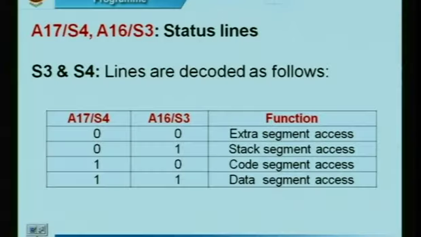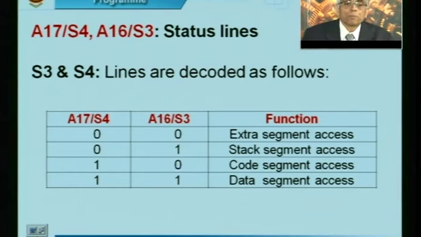When you talk about the S3 and S4 status pins, they can have 4 different combinations. These are combined together and perform the operation. When both are equal to 0, 0, it says that it is using the extra segment to access data from the external world. When it is 0, 1, it is accessing the stack. That means that it is either pushing data, popping data, or storing the data available in a register on top of the stack, or it can be the flag register being stored. It can also be the code segment value being stored when there is a call or an interrupt.